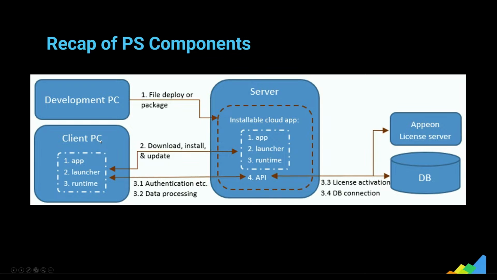But also the API is running, and the ICA will authenticate and connect to the API for data processing. And it's the API that connects to the remote database and also the app on license server to check whether or not the license is valid, how many concurrent users you are running.